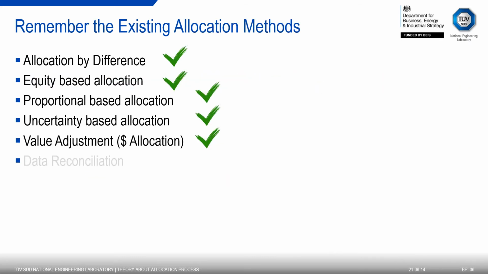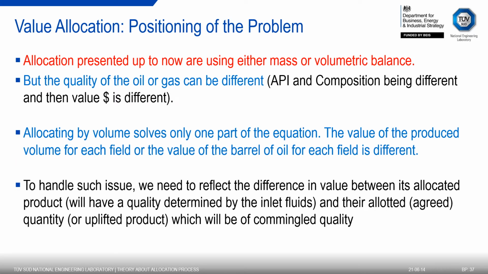We have now a very interesting allocation method here, which is a value adjustment. I've seen it very seldom applied as such, but let's go very briefly through that. What is value allocation? Up to now, when we have been doing allocation, we have been looking in terms of volume. It could have been in terms of mass, it could have been in terms of energy, but we didn't look at the quality of the oil, for example, between the different partners.